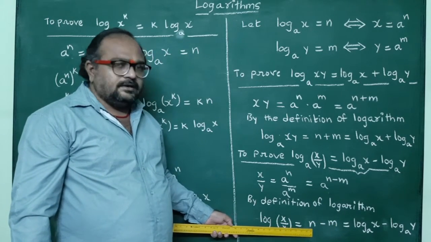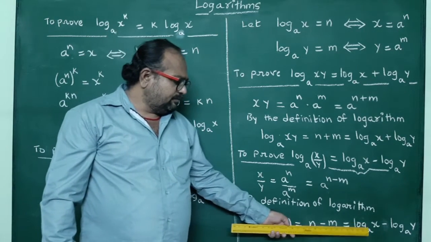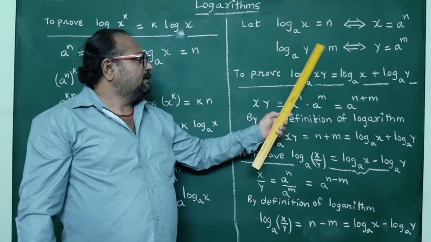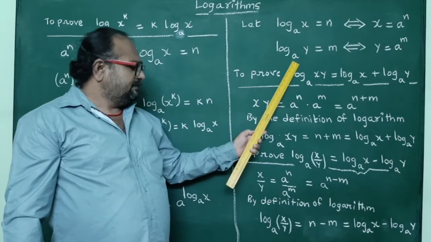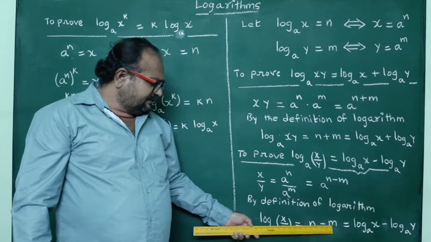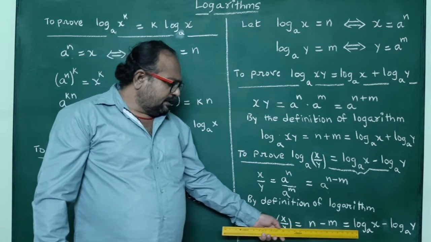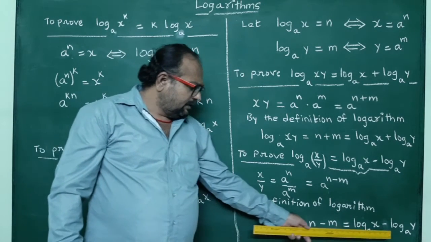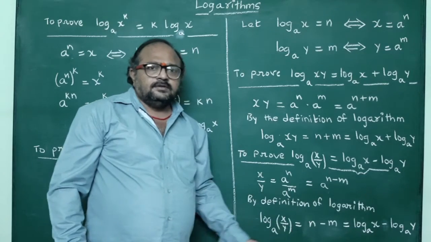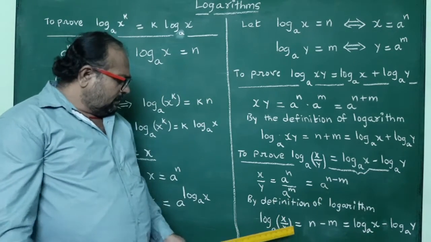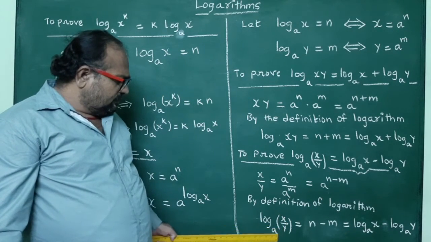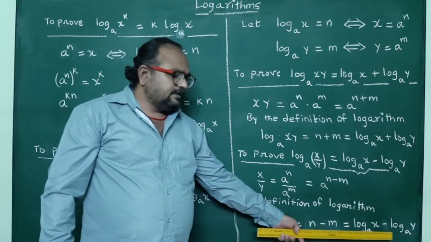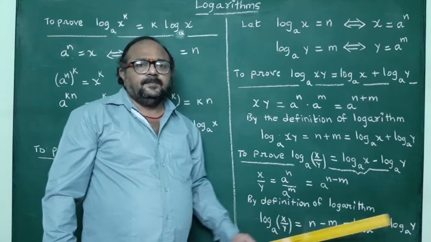But what is n? n is log x to the base a from the definition, and m equal to log y to the base a. So, in place of n, we can write log x to the base a, and in place of m, we can write log y to the base a. Thus, we have proved that log x by y to the base a equal to log x to the base a minus log y to the base a.